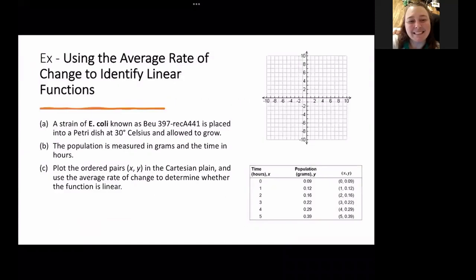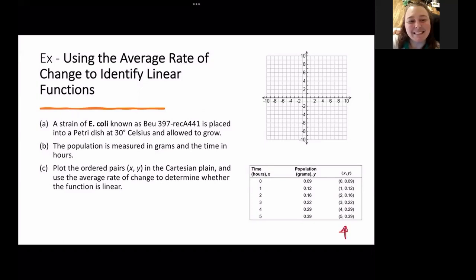Let's pull out A and do A by itself. So first, we're going to compute the average rate of change of the function. And if that average rate of change is constant, the function is going to be linear. If the average rate of change is not constant, then the function is not linear. So the first thing that we're going to do is, here's our table just rewritten.